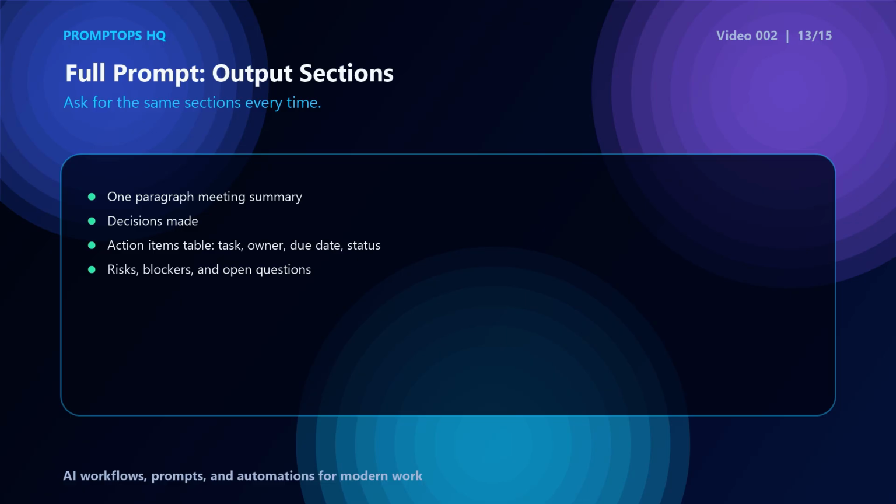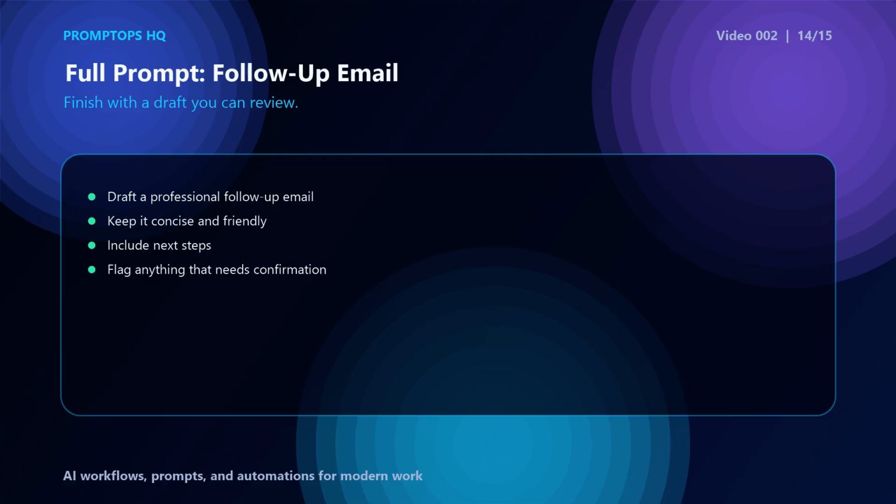Include a 1-paragraph meeting summary, decisions made, an action items table with task, owner, due date, and status, risks or blockers, and open questions. Keeping the same sections every time makes the workflow repeatable. Finally, ask for a professional follow-up email. Keep it concise, friendly, and specific. Include next steps. If an owner, due date, decision, or detail is unclear, write needs confirmation instead of guessing. That line is what makes the prompt safer.